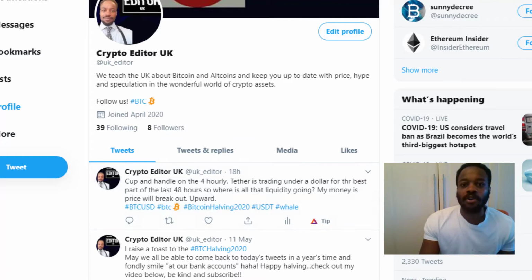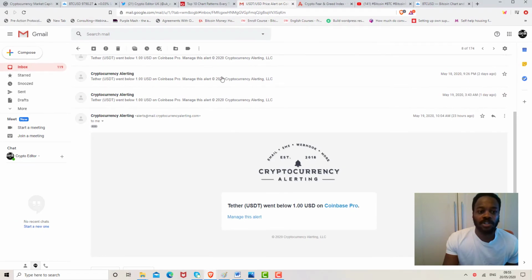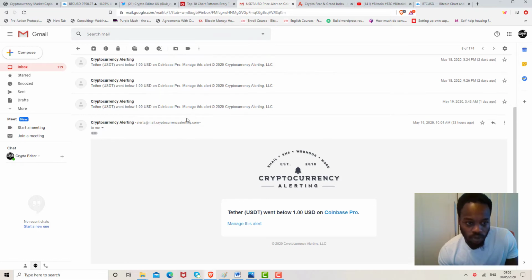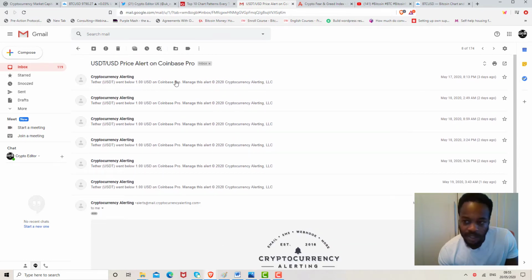So I've got a subscription to cryptocurrency alerting. I mean, you can do this on Coinbase and all the rest of them. However, they send me emails and I set the alert to tell me every time the price of Tether went below $1. So as we can see here, I've had numerous emails in the last couple of days.